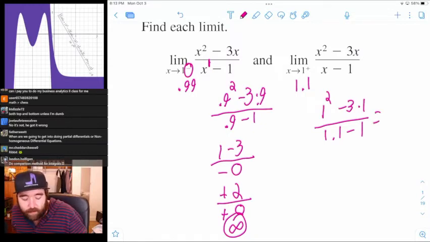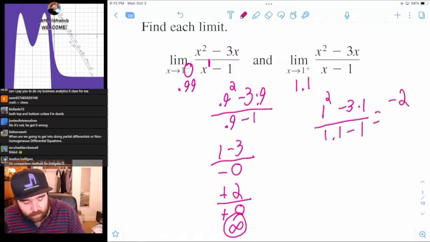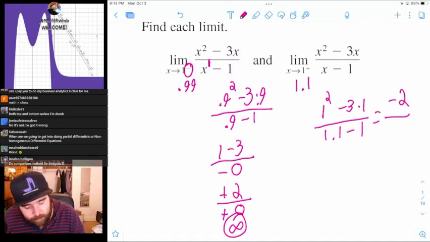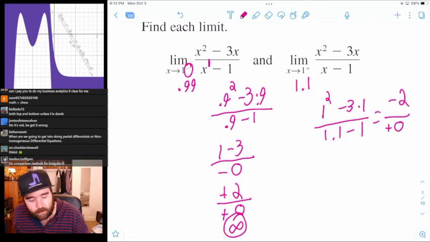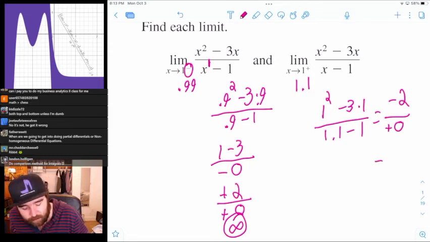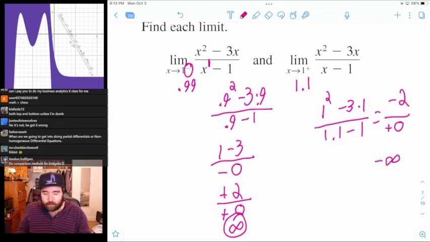So we get the same thing on the top. We're basically getting negative 2 on the top. And then on the bottom, it's basically 0, but it's positive this time. It's a positive really small number. So negative 2 divided by a positive really small number, that's negative infinity.